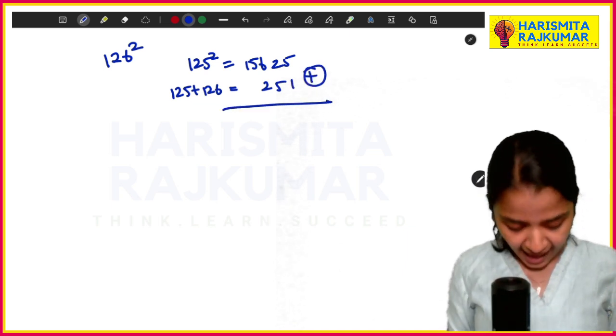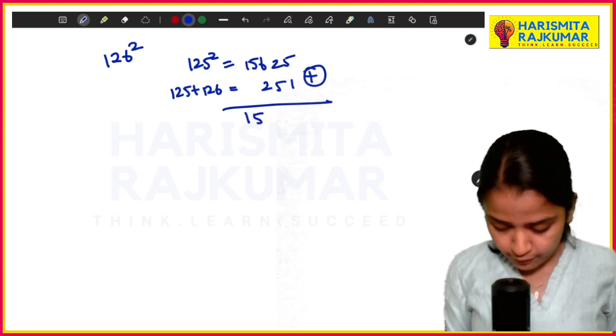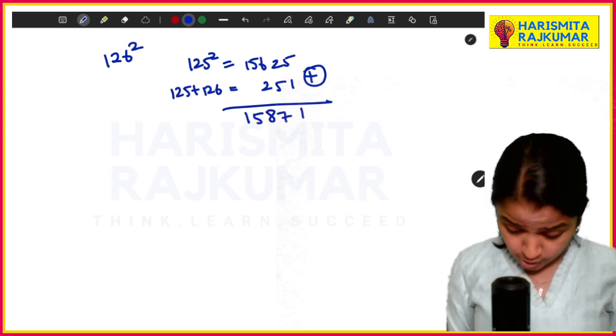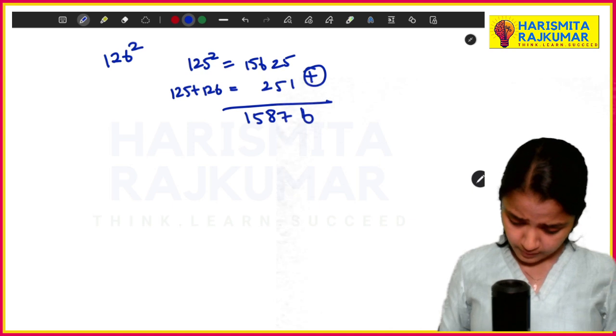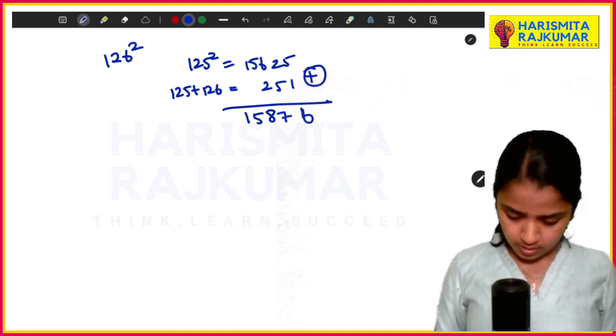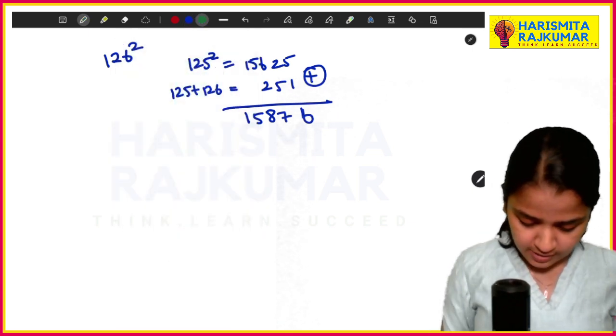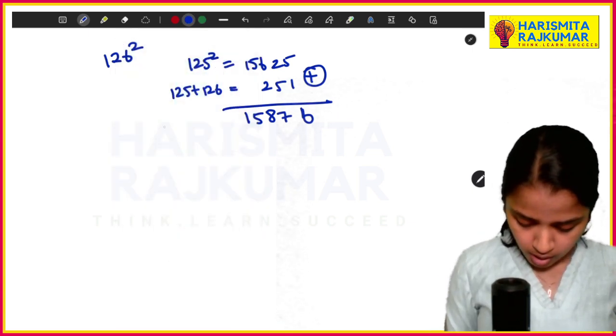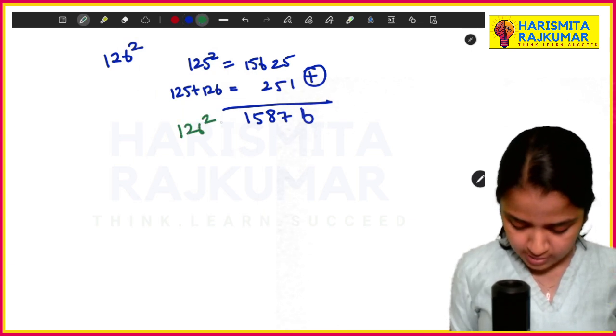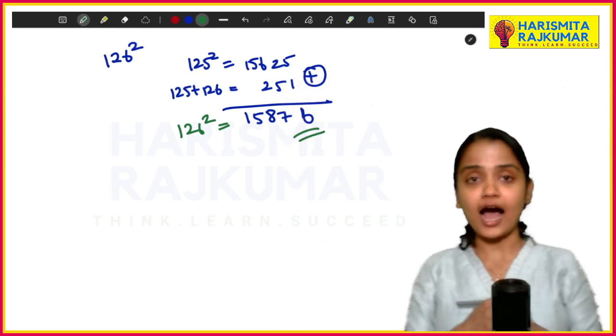So when I add it, the final answer is 15876. So now this is my answer for 126 square. So this is my answer.